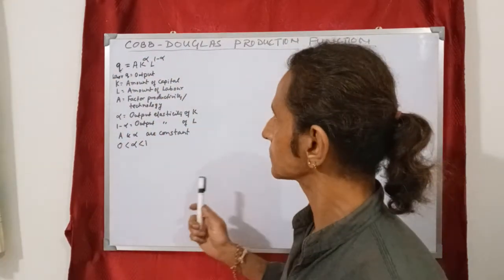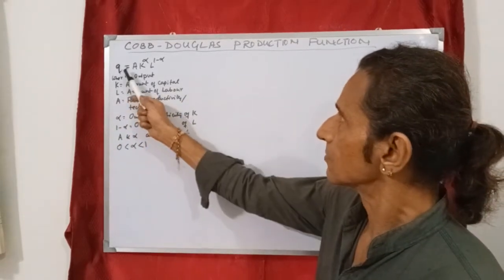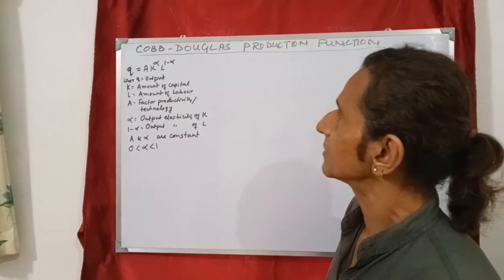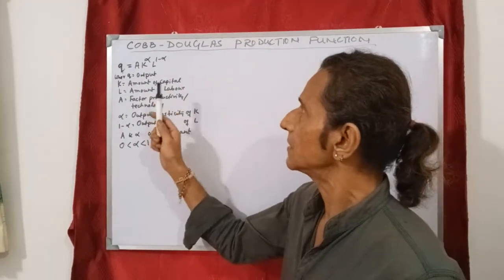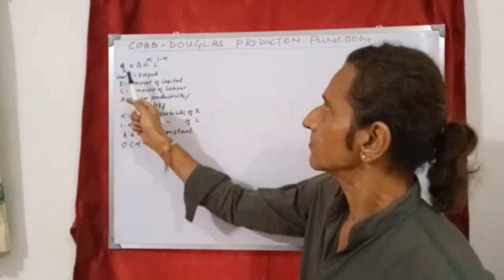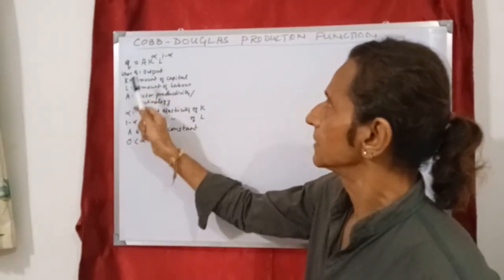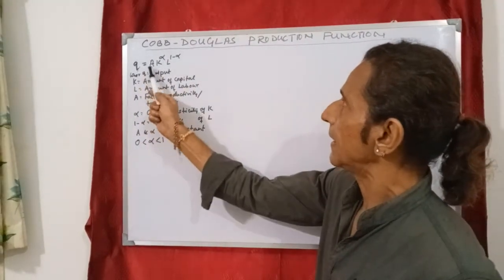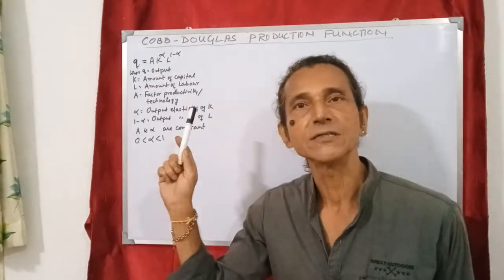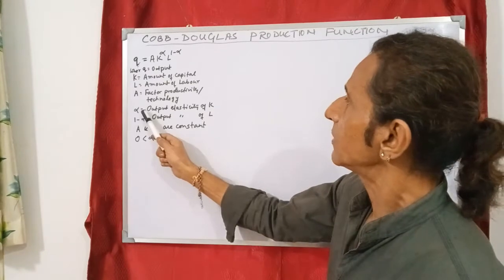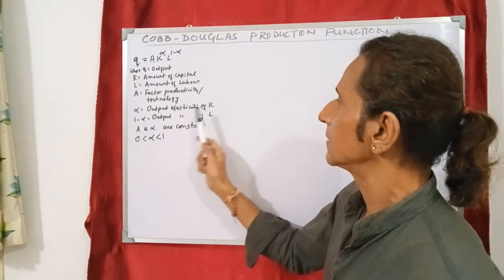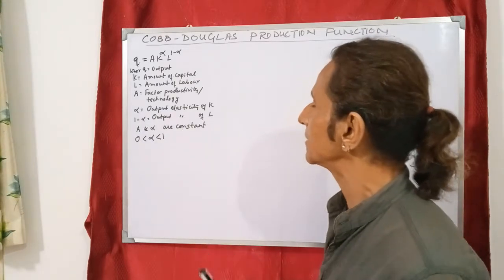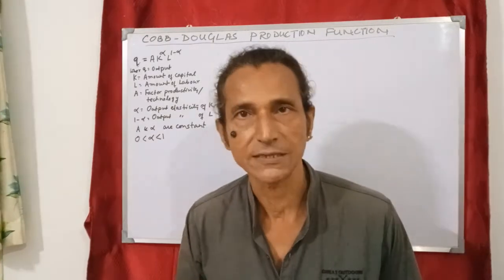Now here it is the production function, that is, the mathematical representation of the relationship between capital, labor and quantity. Q is the amount of output, K is the amount of capital, L is the amount of labor, A is factor productivity or you can call it technology, alpha is the output elasticity of capital, and 1 minus alpha is the output elasticity of labor. Now let me explain what is output elasticity.